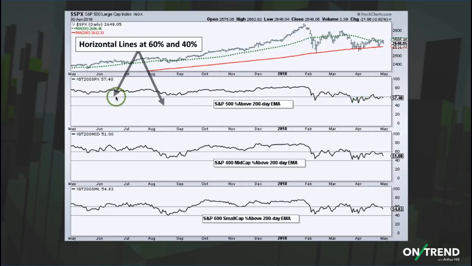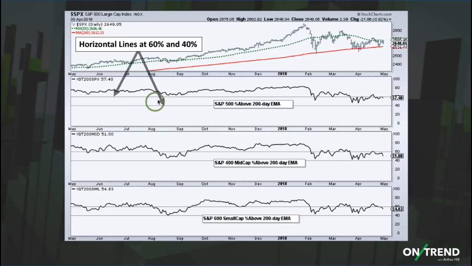By the way, those horizontal lines you see are at 60% and 40%. The reason I didn't use 50% is because you get too many whipsaws. If you use that middle line, you're going to get a lot of moves above and below. It's like using a close above and below the 200-day moving average. If you use just a 5-day moving average instead of the close, you're going to reduce whipsaws, and I think in the long run, you're going to be better off. And so that's why I didn't use that 50% line for bullish and bearish signals.